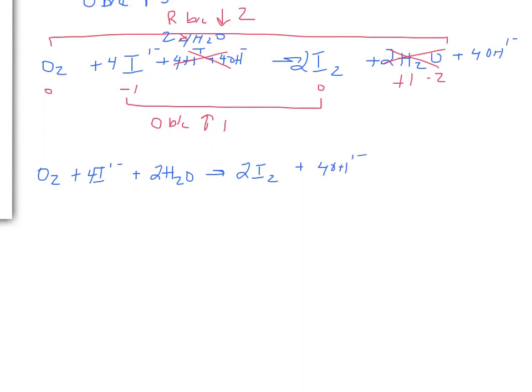Let's check to make sure things are balanced. I have 4 I's on each side. I will have 2 plus 2 more, 4 O's, and I have 4 H's and 4 H's. For net charge, I have 4 minus on the left and 4 minus on the right.